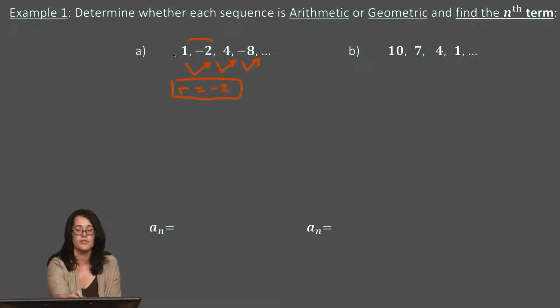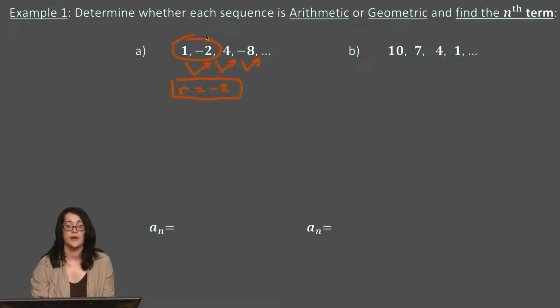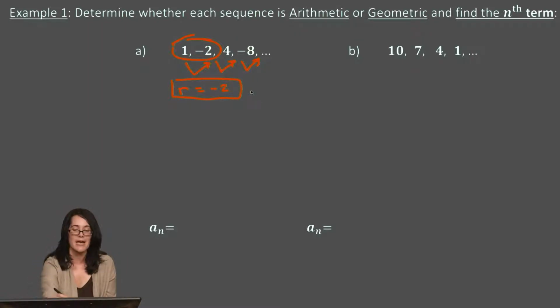Well, if you were to divide consecutive terms, negative 2 divided by 1 would be negative 2. 4 divided by negative 2 would be negative 2. Negative 8 divided by 4 would be negative 2. So since we have a common ratio of negative 2, this is in fact a geometric sequence.